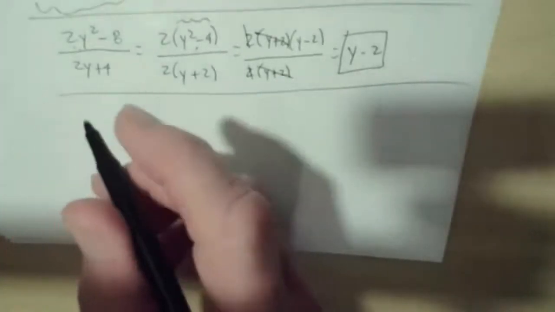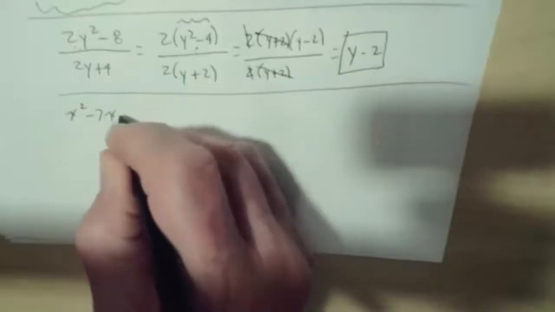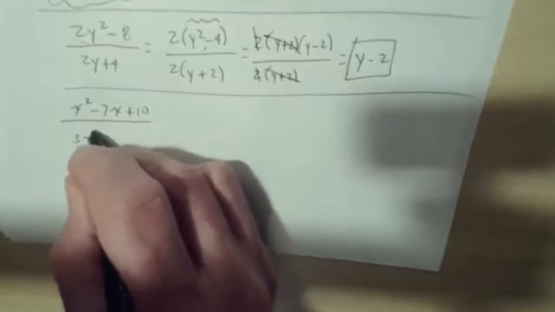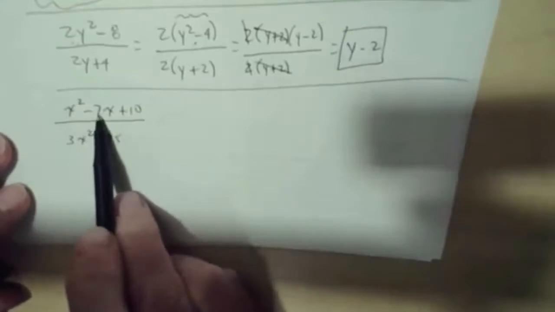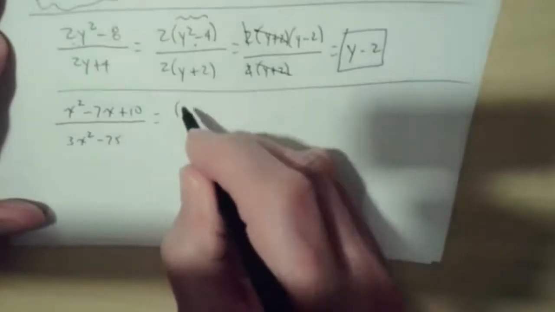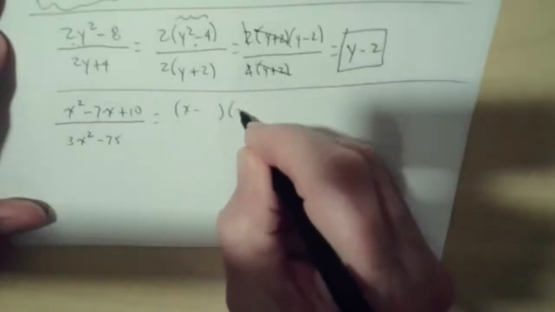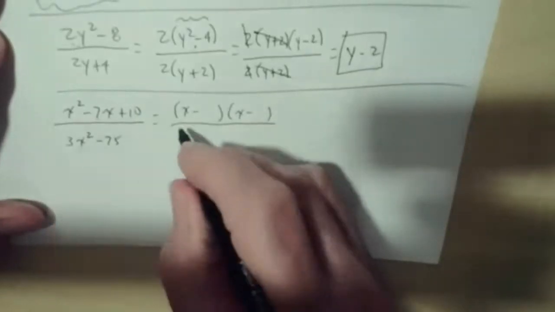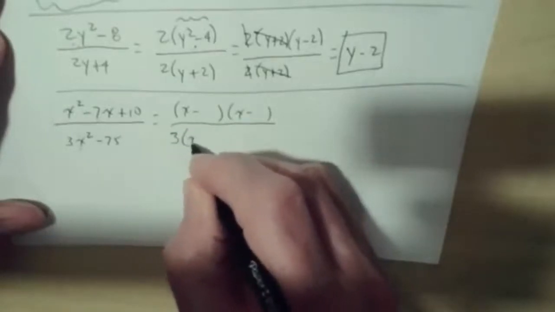X squared minus 7x plus 10 divided by 3x squared minus 75. Okay, remember, when the linear term, the middle term, is negative and the last one is positive, the two factors will be x minus something and x minus something, divided by, what can we factor out of this? The 3. 3 will go into both of these terms evenly. X squared minus 25.